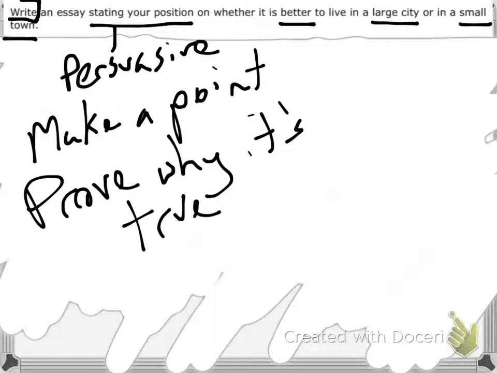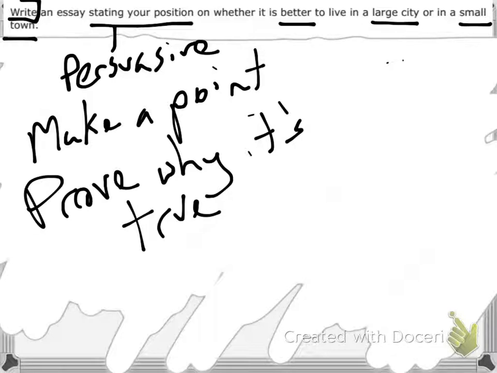So with that wording, it tells you it is better, so it gives you two options: live in a large city or a small town. So you know what you're going to be writing about. That's not all you're going to use this for. Not only do you need this to know what you're going to be writing about, pretty soon you're also going to need this to help you create your thesis statement.